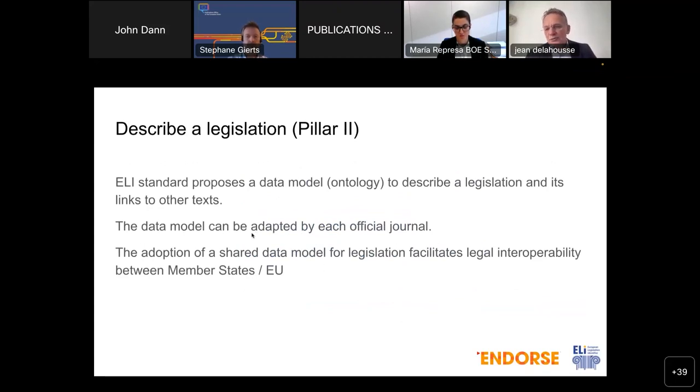This data model can be adapted for each official journal. Some don't use all the data model, some extend it a little bit. And the adoption of a shared data model is really the base for interoperability between member states and the EU. Just one point, the standards are not reserved to the member states. It can be used by any country. We have a country like Albania who uses it, and I think it has been adopted in Brazil also. So it's an open standard, an international open standard.